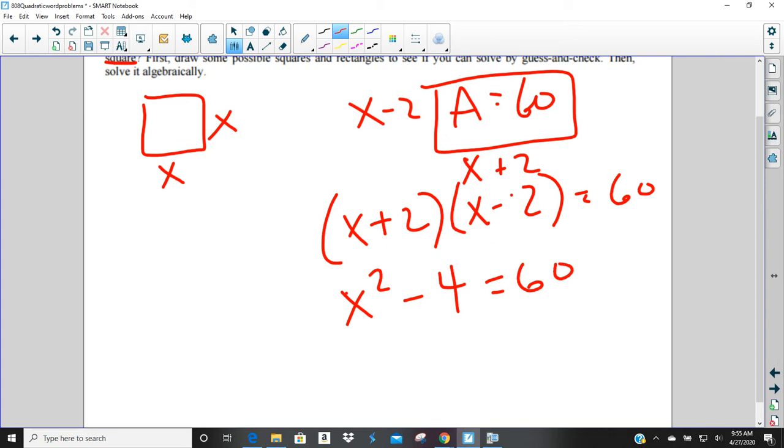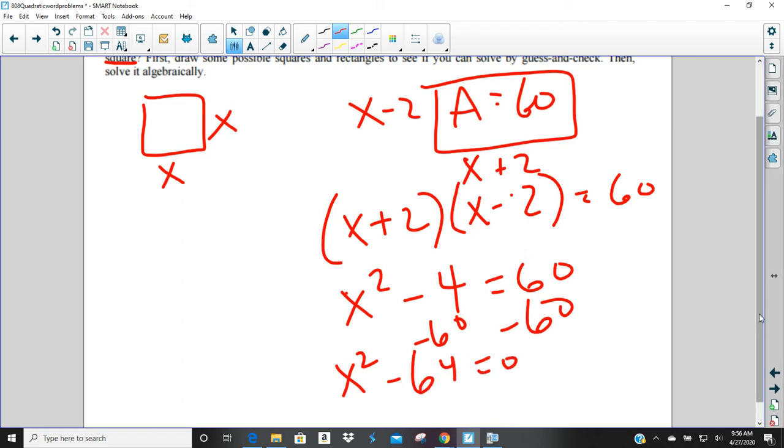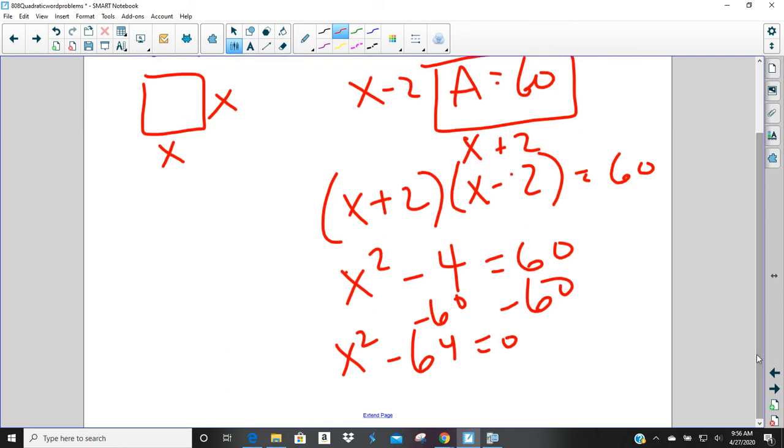I know that they are the difference of two perfect squares, so I don't need to do the outer and the inner, but I could, and it would have come up with the same answer. Now I'm going to get the 60 over there. So I'm going to put x squared minus 64 equals 0. Now, the first thing I look for when I'm factoring is to see if there is a GCF. There is not. So then I say, is this also a perfect square? X squared is a perfect square, x times x. This is x times x.